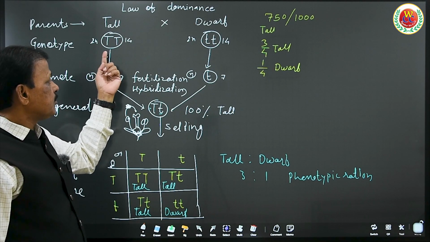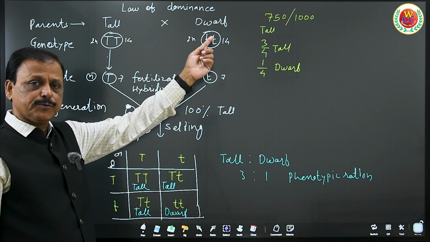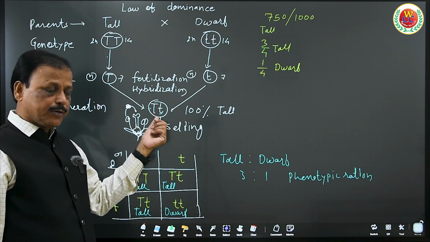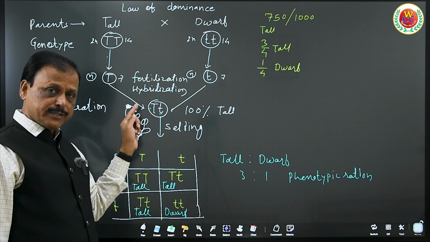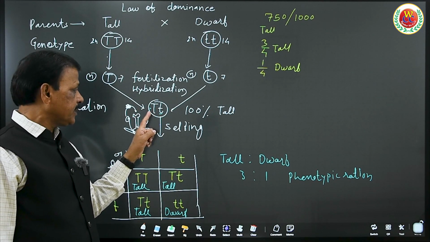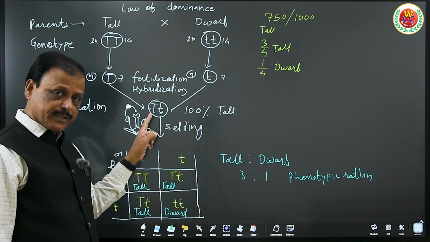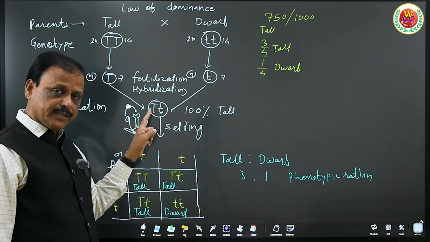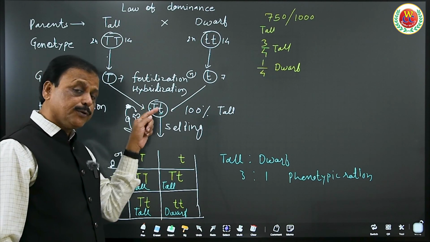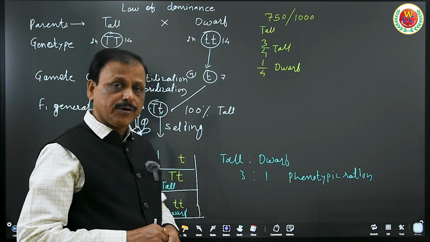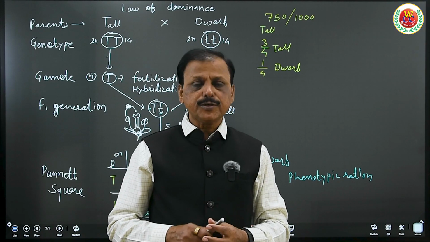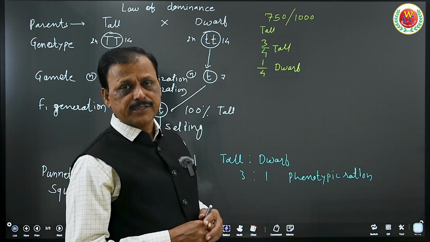When he crossed a pure tall pea plant with a pure dwarf pea plant, only tall plants were produced in F1 generation because of the factor which expresses in F1 generation in presence of its allele small t. Therefore, he called that capital T, which expresses in F1 generation in presence of its allele, the dominant factor, the dominant gene. And the phenomenon he explained for all the other 6 traits also, he called the law of dominance. I hope you understand what the law of dominance is.